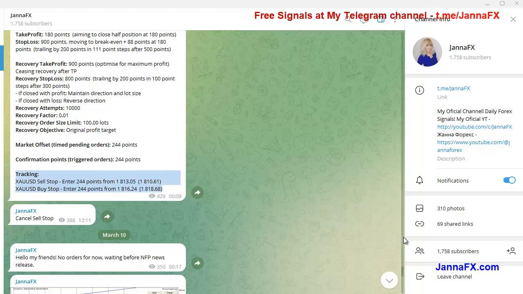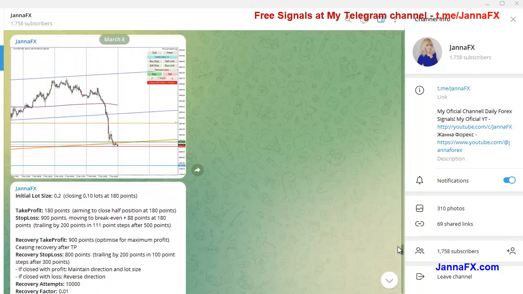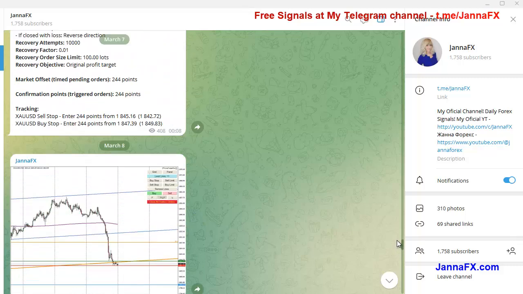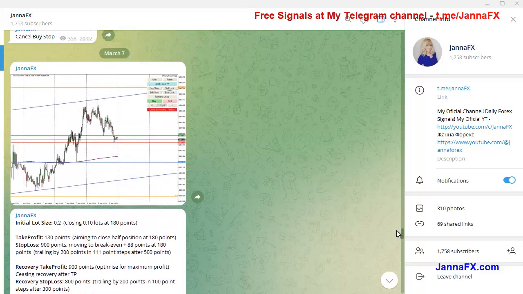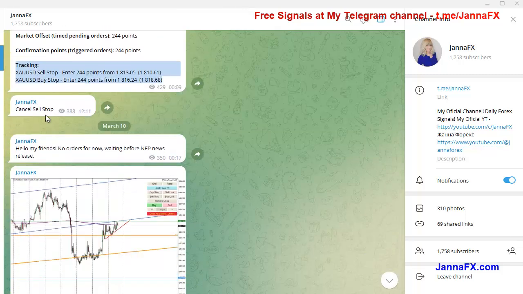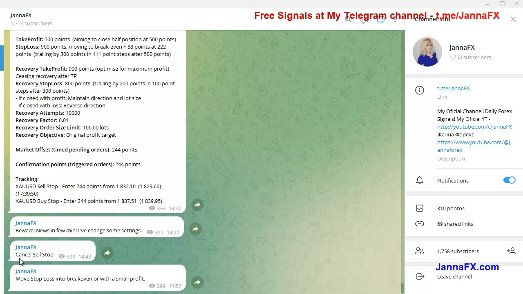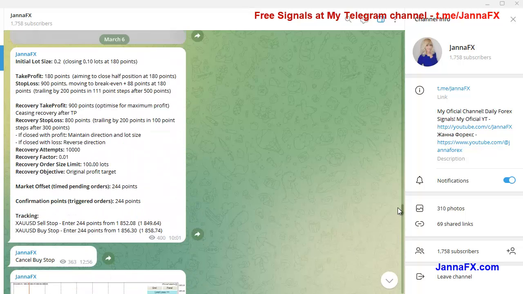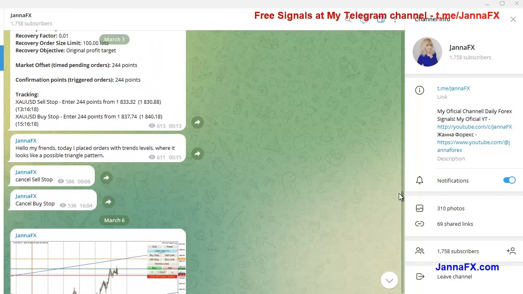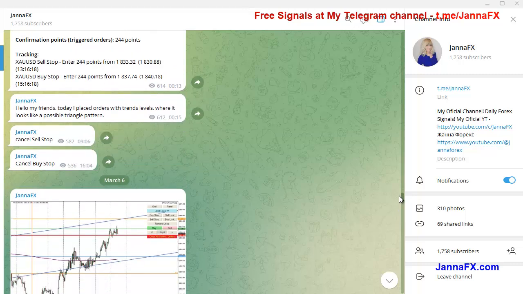Okay, so nothing hard. Of course, during the process, when I'm trading, I like to cancel the opposite order when we're usually in profit. If it triggers one, I usually cancel the other, and I also make a note saying cancel sell stop, or cancel buy stop. Well, cancel sell stop here too, as you can see. I also warn about the news, like we have news in a few minutes, and if I'm changing some settings. But pretty much, as you can see, it's a screenshot and a description of my settings. Okay, cancel sell stop, cancel buy stop, you see, guys.